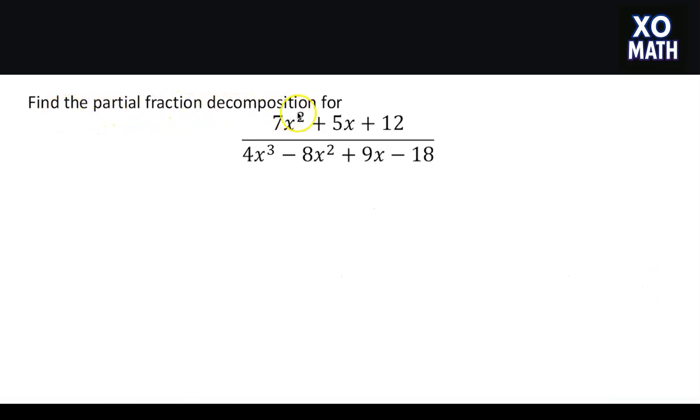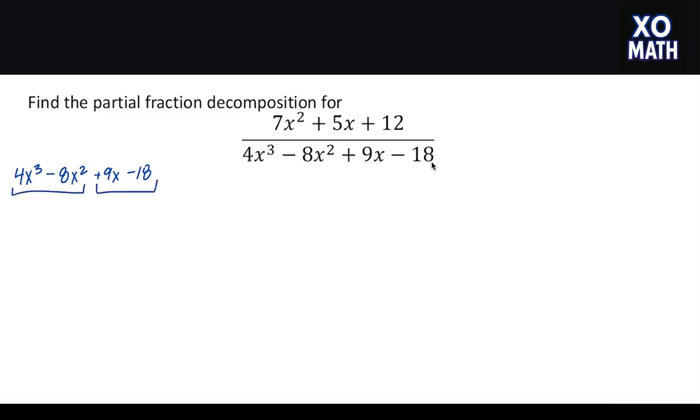Find the partial fraction decomposition for (7x² + 5x + 12) over (4x³ - 8x² + 9x - 18). The first step here is to factor the denominator. I'm going to pull that off to the side. So 4x³ - 8x² + 9x - 18 can be factored using grouping.